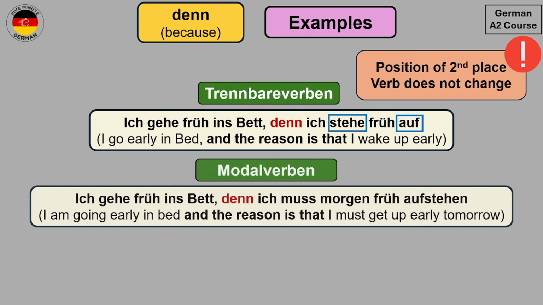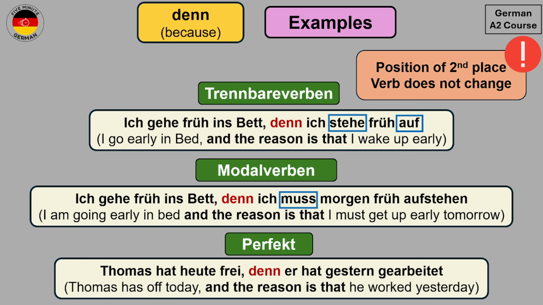An example with the Modalverben will be Ich gehe früh ins Bett, denn ich muss morgen früh aufstehen. I am going early in bed, and the reason is that I must get up early tomorrow. Now over here you also see that the modal verb, which is muss, remains at second position. And the same will be the case with perfect. So we have the sentence Thomas hat heute frei, denn er hat gestern gearbeitet. Thomas has off today, and the reason is that he worked yesterday. Over here again you see that the helping verb remains at second position and does not go to the end.